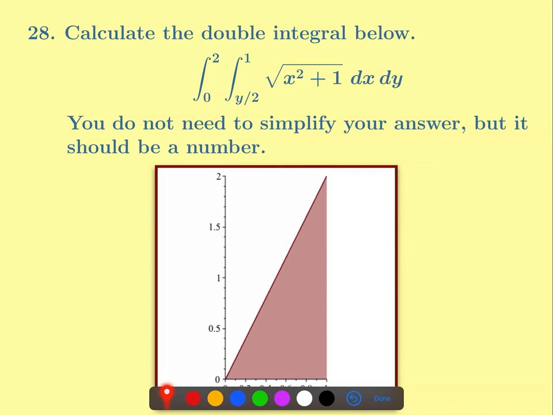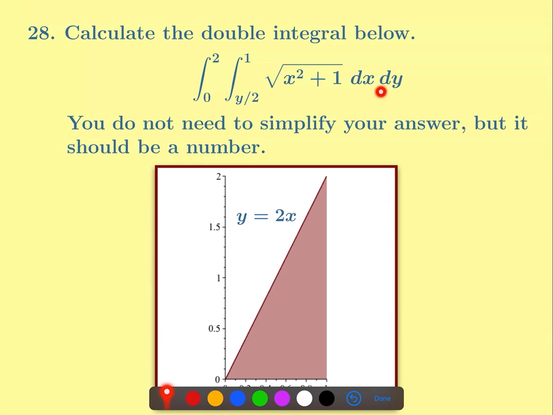For each fixed y between 0 and 2, x is going to go from this line. That line is y equals 2x. Again, x equals y over 2 and y equals 2x is the same thing. It's going from the line y equals 2x to the line where x equals 1 here. So x is going from here to here. Going from y equals 2x to x equals 1, or from x equals y over 2 to x equals 1. So you're just getting this triangle here.